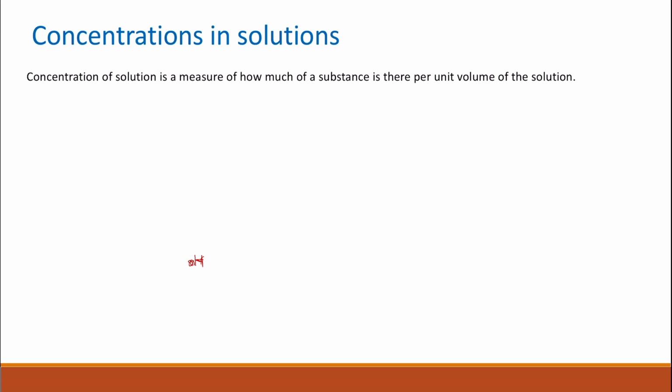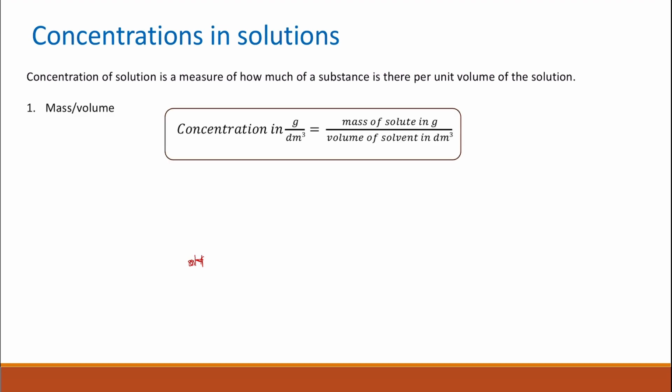There are two terms for concentration. The first one you need to know is the mass over volume, which is how many grams of solute in 1 decimeter cubed of the solution. So concentration in gram per decimeter cubed, which is mass over volume, will equal the mass of the solute in gram divided by the volume of the solvent in decimeter cubed.